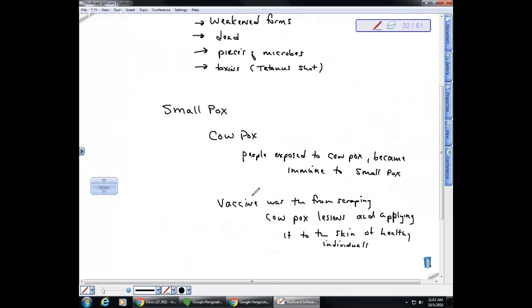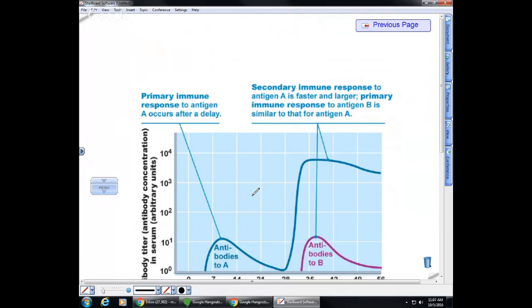So if we look at what happens during vaccines, we're actually using that primary and secondary response, okay? So this is my primary response. Let's say that I get a cowpox vaccine, and I start producing the antibodies. You'll notice that it takes a while for me to produce the antibodies. So I'm going to get some lesions, right? And then I'm going to start producing the antibodies, and then I'm going to get better, right? So I'm not going to need the antibodies anymore.